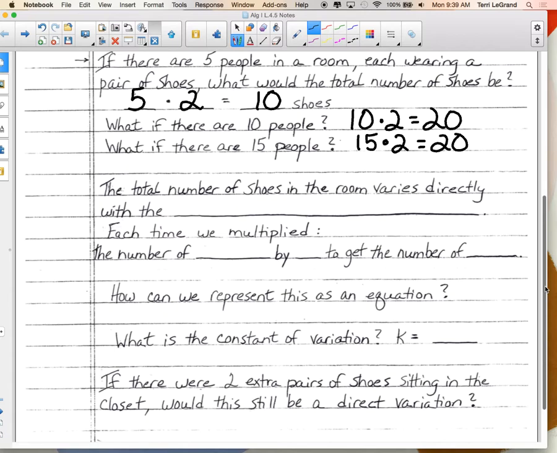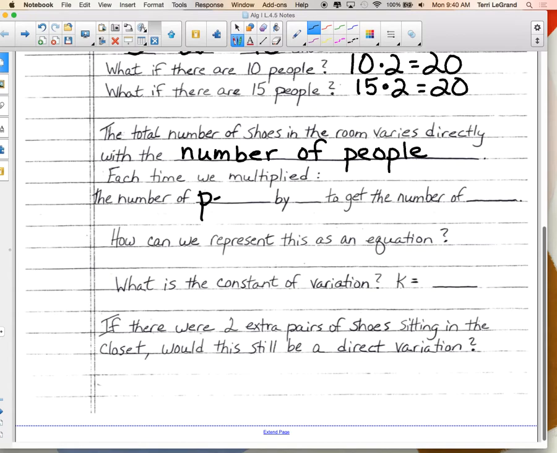What happened in all 3 of those situations? The number of shoes was the direct result of the number of people. The only thing that changed every time, in other words, was the number of people. So we would say the total number of shoes in the room varies directly with the number of people. So you tell me how many people are in the room, I can tell you how many shoes are in the room. Each time we multiply the number of people, as you just said, AJ, by 2 to get the total number of shoes.